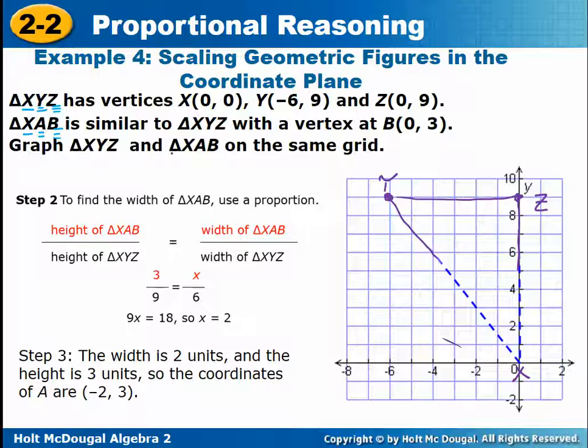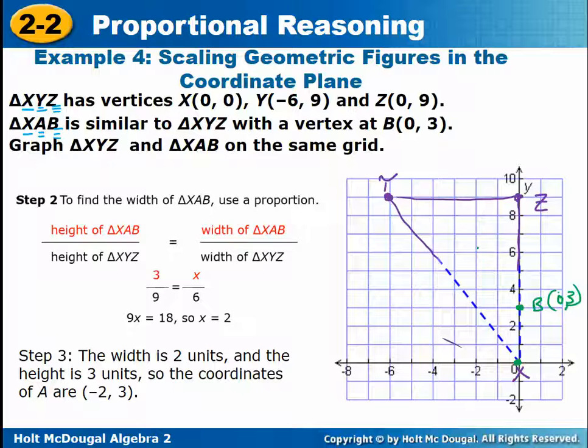We know X is the same as X, so that's going to be the same. So part of my triangle is going to have the same vertex because they're both X. And I also know that B is at 0, 3. This is B. So we have some information already.